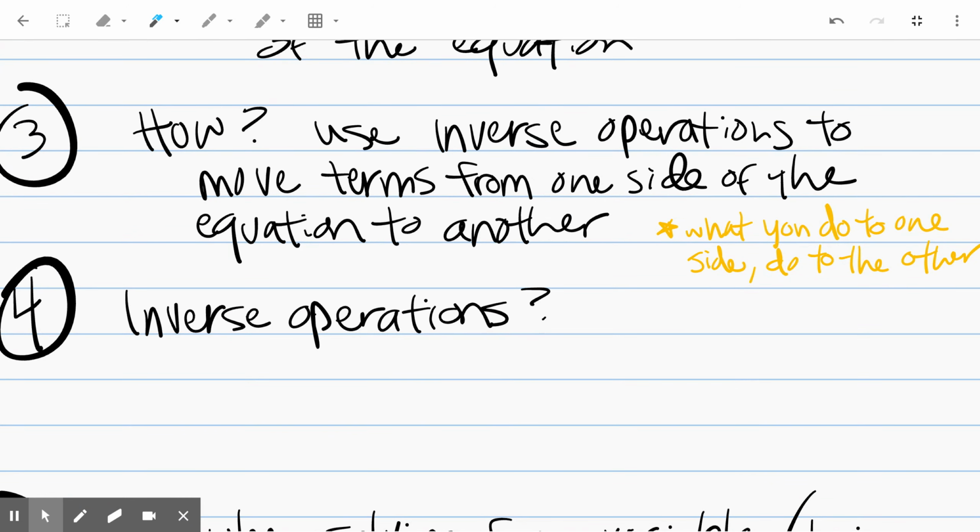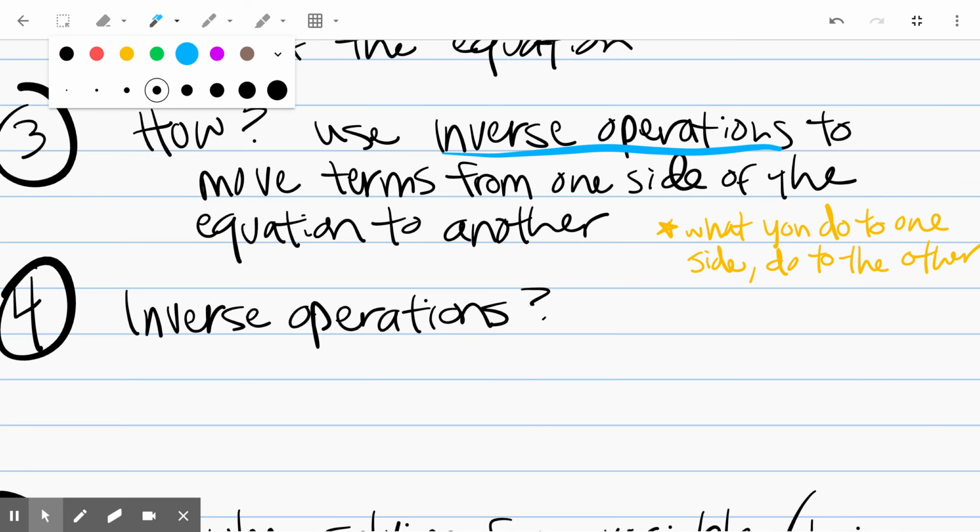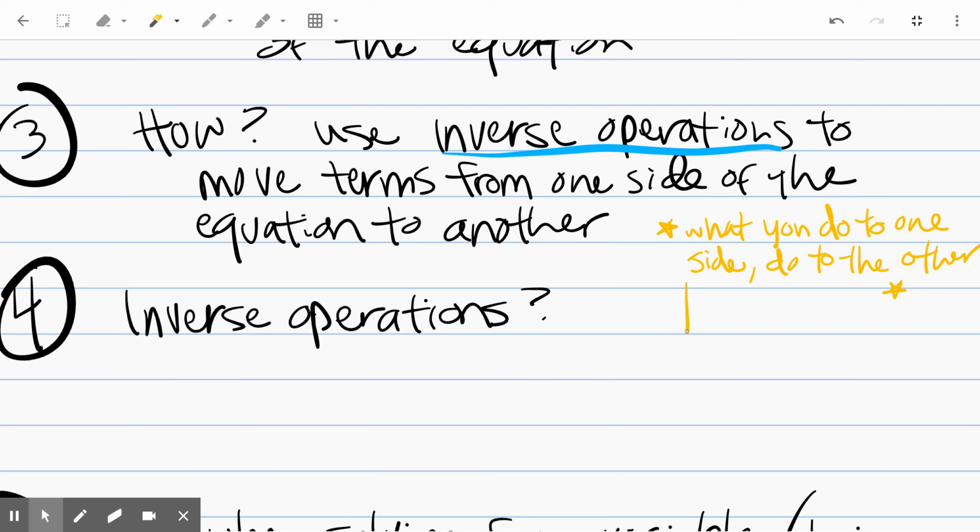We use inverse operations to move terms from one side of the equation to the other. Now, one key thing I want to point out: whatever you do to one side of the equation, let's say to get rid of a term, you have to do it to the other. So you have to keep the balance.